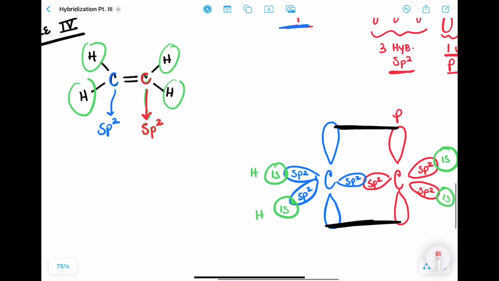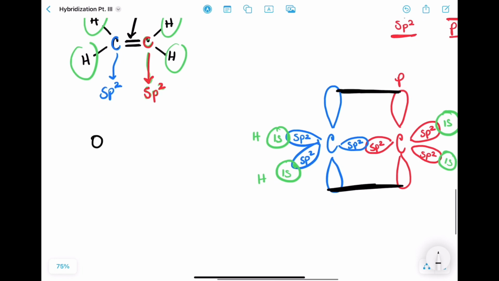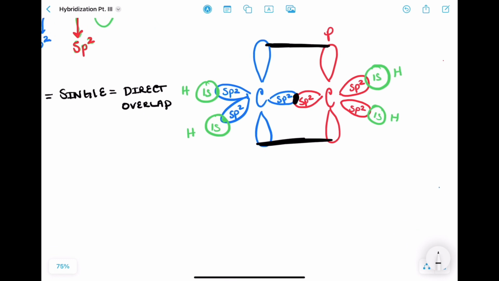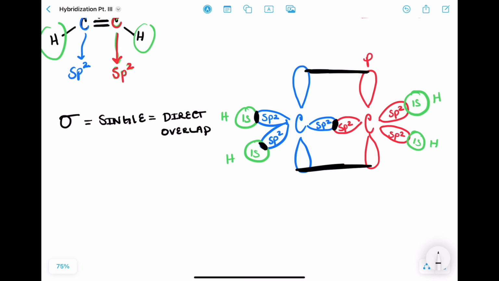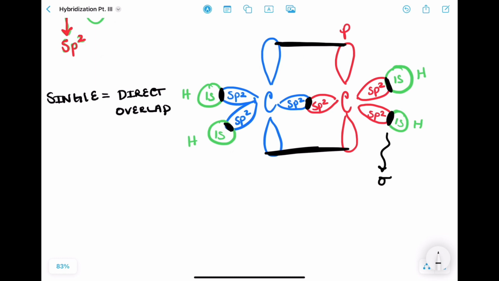And so when I look at this molecule, I have 2 bonds here in the middle. One of them is a sigma bond. A sigma bond is a single bond, and it has 2 atoms directly overlapping. So direct overlap. What do I mean by that? So here we have direct overlap. The p orbitals don't have direct overlap, right? And so this is going to be a sigma bond, that's going to be a sigma bond, that's going to be a sigma bond, that's going to be a sigma bond, because there's direct orbital overlap. So I'll say sigma here, sigma there, sigma bond there, sigma bond there, and sigma bond there.